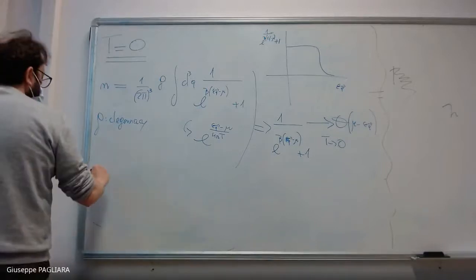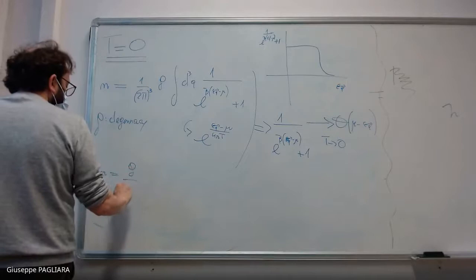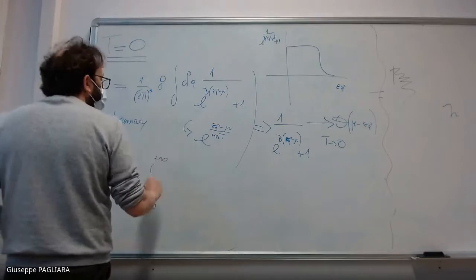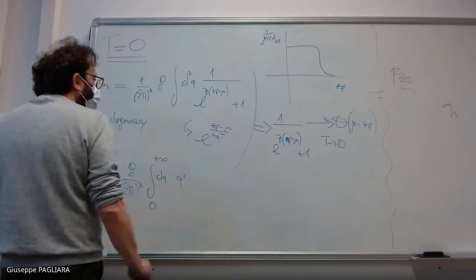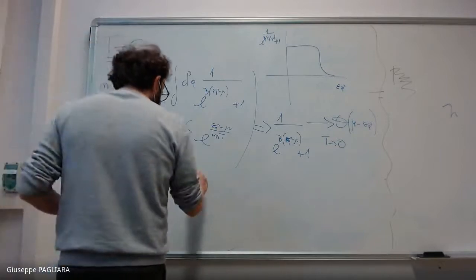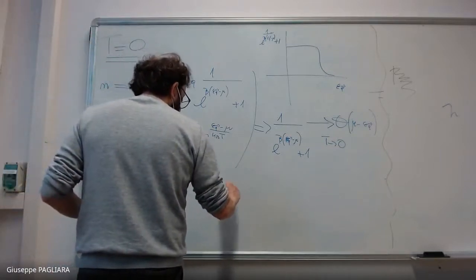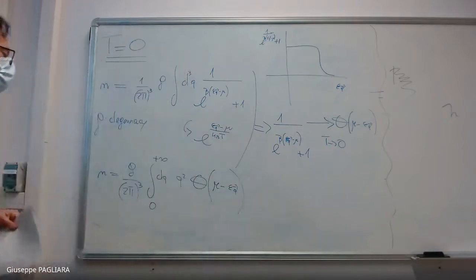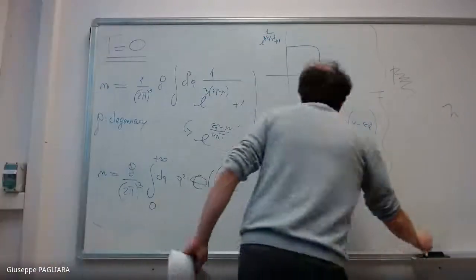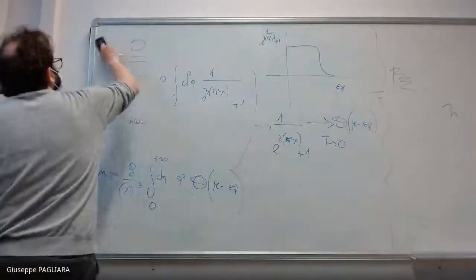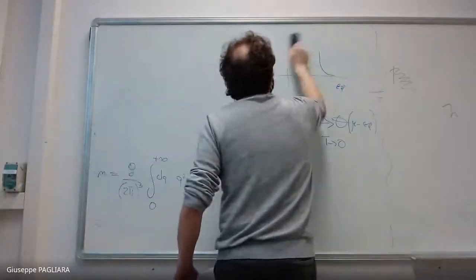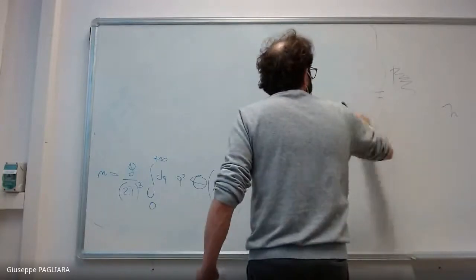So therefore, now this number density is equal to g divided by 2 pi cubed, then I have this integral from zero to plus infinity of d cubed q, and here I just have this theta function, theta of mu minus epsilon. That tells me that this integral is actually not from zero to plus infinity, but I can determine a maximum of q, which is the Fermi momentum, that can be defined as follows.